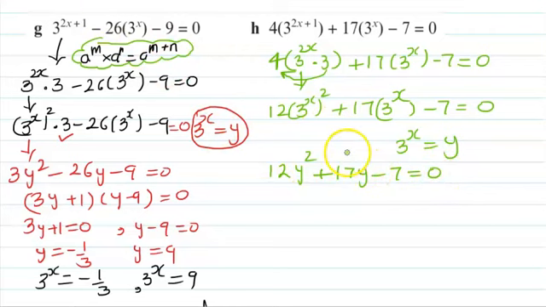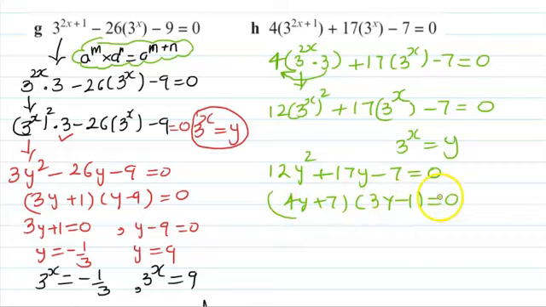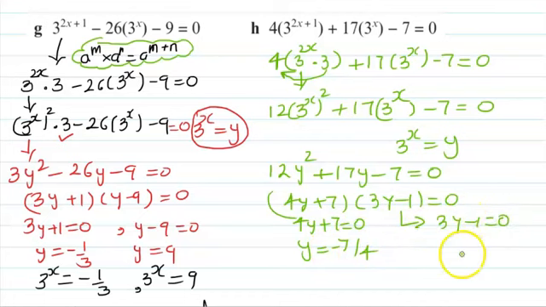Now, can you please factorize it and let me know what your factors are? Say. 4y plus 7, 3y minus 1. Okay, 4y plus 7 and 3y minus 1. Thank you. Everybody is getting the same factors? Okay. Now, if you put 4y plus 7 equal to 0, you get y equal to minus 7 over 4. And if you put 3y minus 1 equal to 0, you get y equal to 1 over 3.